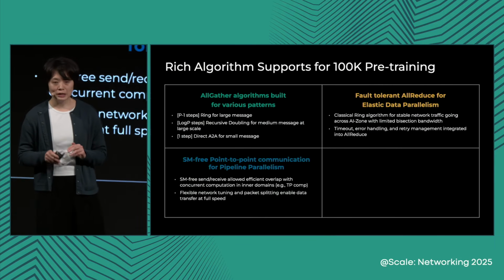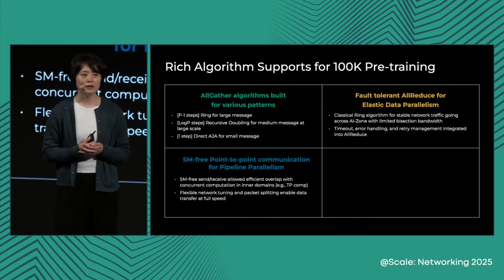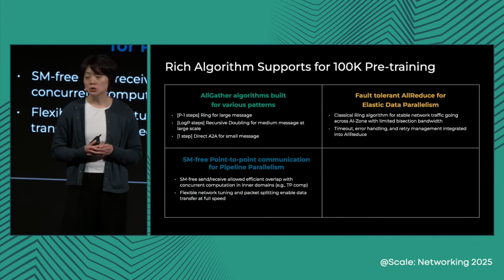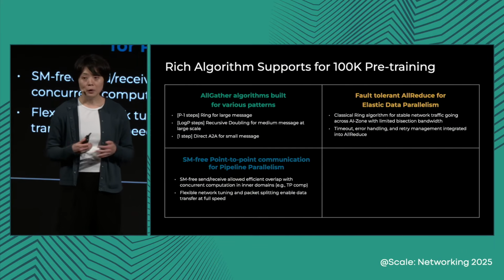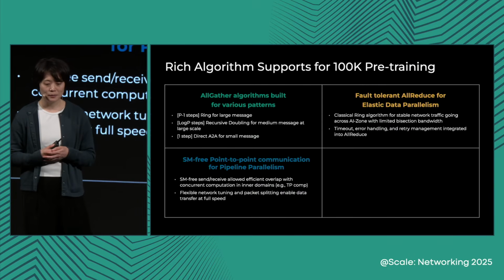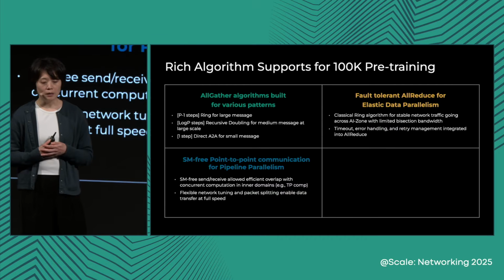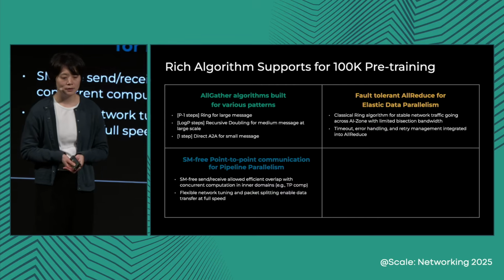So now let's go to the inner domains in pre-training. In the inner domains, communication is often exposed, so we care more about the performance itself. Now zero-copy and SM-free collectives become highlighted. For instance, we enabled zero copy in the pipeline parallel domain for send-receive. It allows send-receive to run at full speed, even when it's overlapping with concurrent computation.